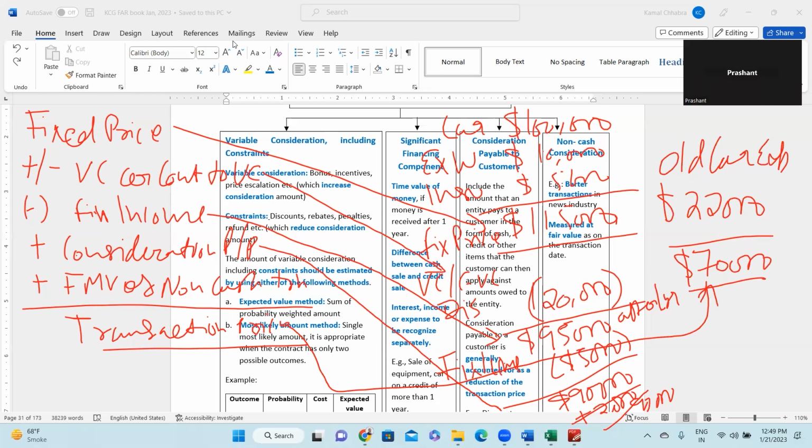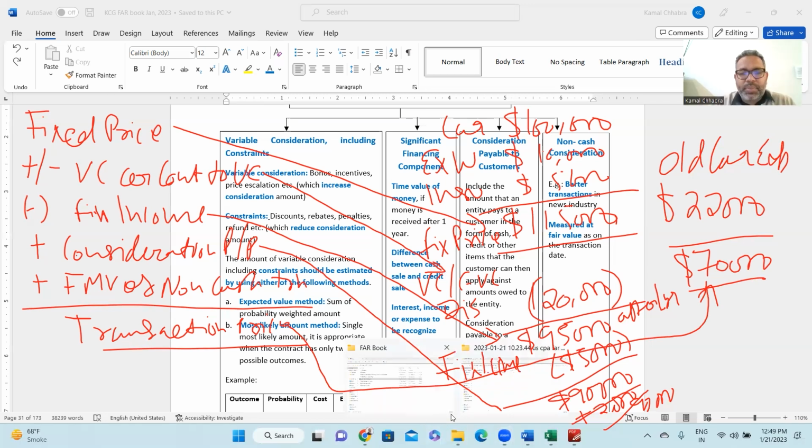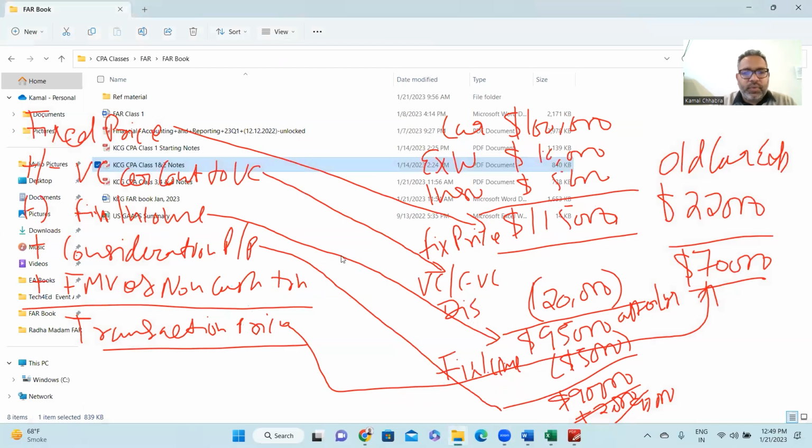Sir, please explain the financing part once more. One second, let me draw it in an Excel sheet more clearly. And sir, where will the discounted part go? Let's do an example on an Excel sheet so that it will be easy for everyone. Let me rub this.